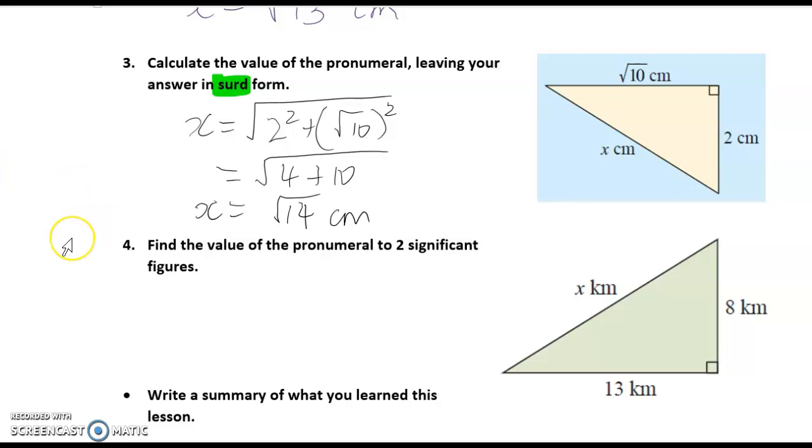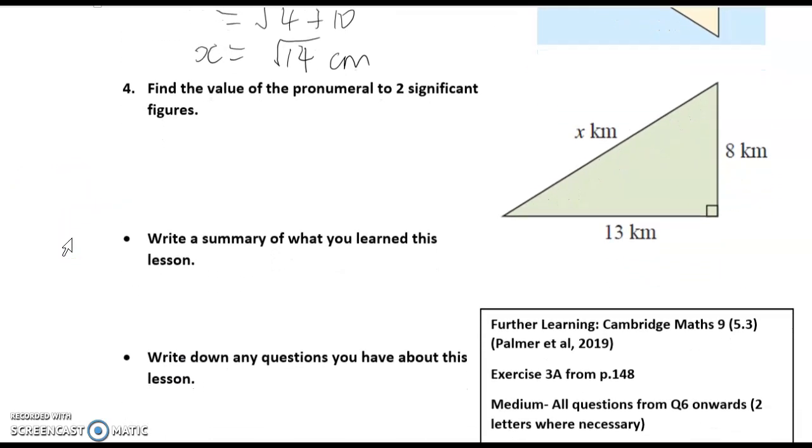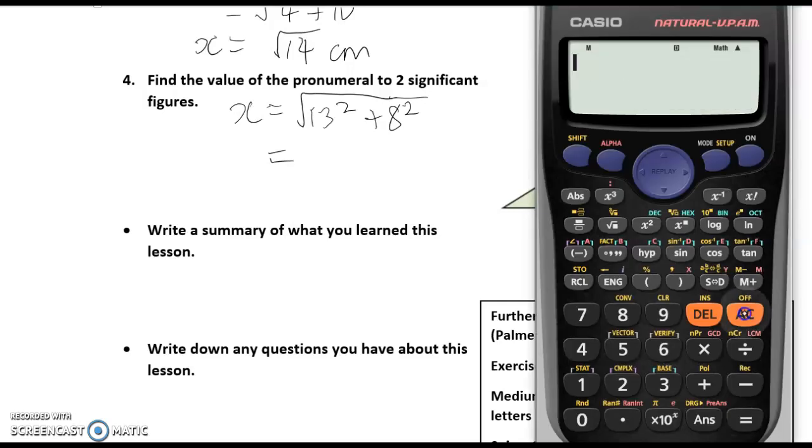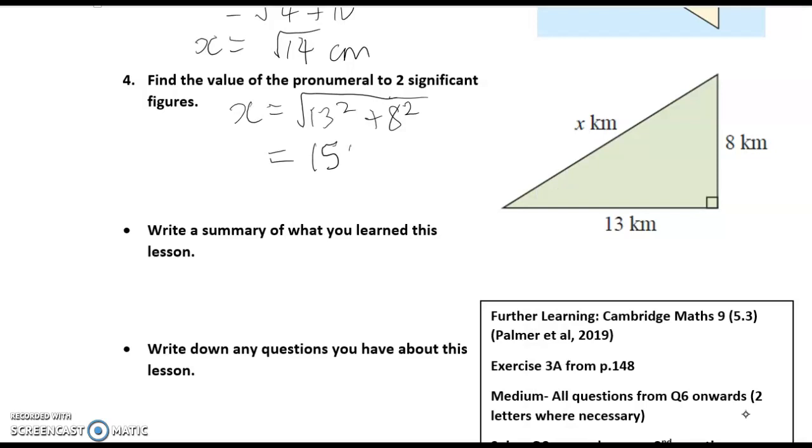That's fine to do. Question 4, find the value of the pronumeral to 2 significant figures. Again, I'm finding the hypotenuse. So x is equal to the square root of 13 squared plus 8 squared. And I can simply just type this into my calculator. Square root of 13 squared plus 8 squared, and that's going to give me 15.264, but they want 2 significant figures, so we've got to think back on our previous work, and to 2 significant figures, that's actually just going to be 15, because I'm just looking at the first 2 important numbers.